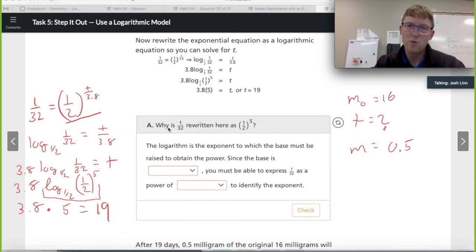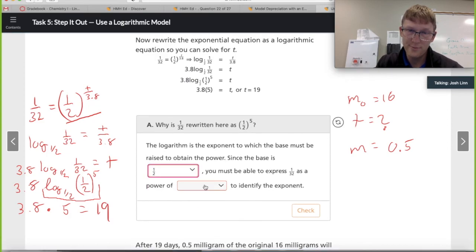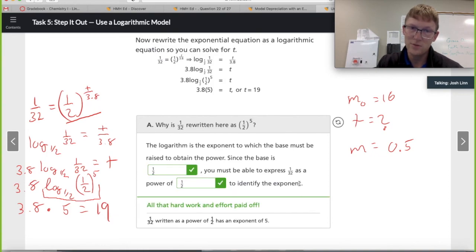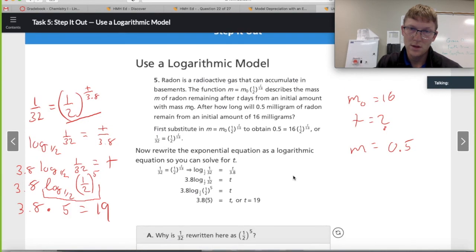So why is 1 over 32 rewritten here as 1 over 2 to the power of 5? The logarithm is an exponent to which the base must be raised to obtain the power. Since the base is 1/2, you must be able to express 1 over 32 as a power of 1/2 to identify the exponent. And there you go. Hey, that's a wrap. That's our introduction to logs. We're going to be using logs a lot in the next couple weeks, so buckle up. Here we go.